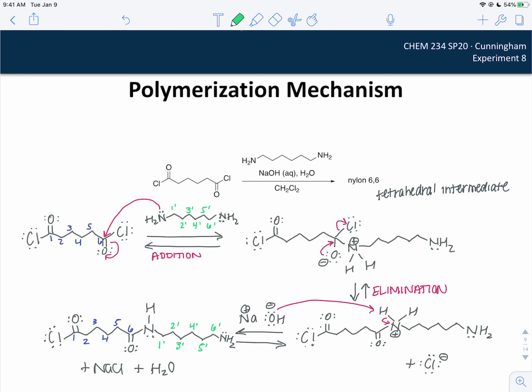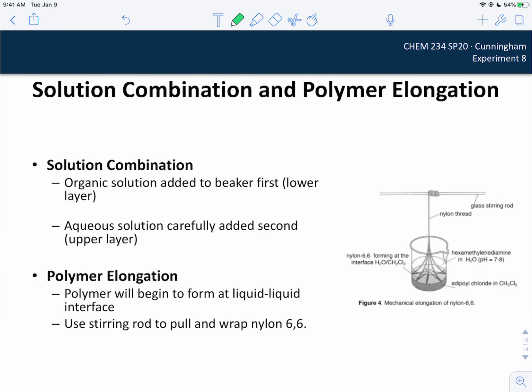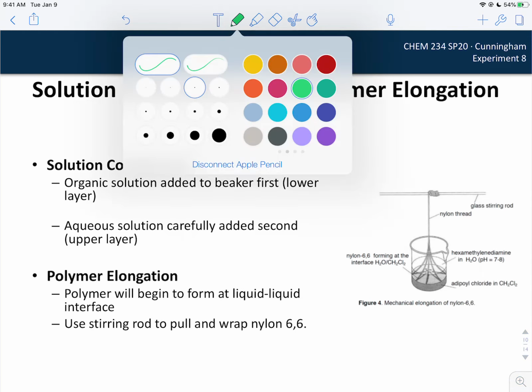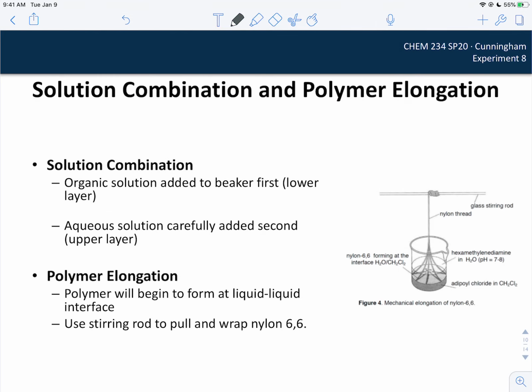Okay, so we've got our polymerization mechanism that's taking place. And so we're combining our two solutions together. It's important to note that when we are doing this combination, we've got our organic solution in the beaker first. This is going to be our lower layer. So we're transferring that using a pipette. And then we are going to slowly add our aqueous solution, which contains our hexamethylene diamine, to the top. So that's going to be our upper layer. We want to add this down the sides of the flask slowly.